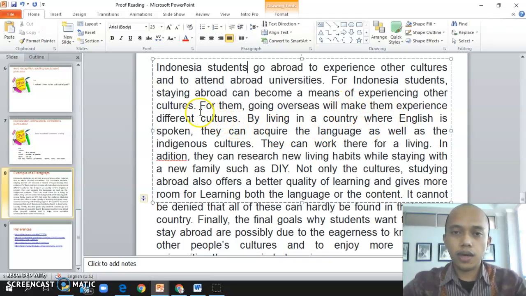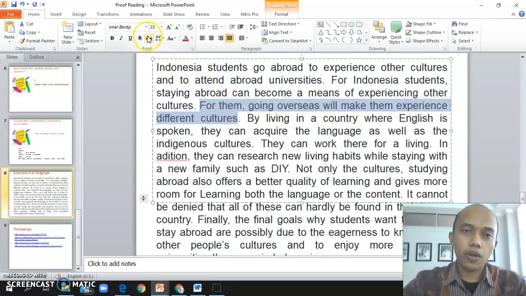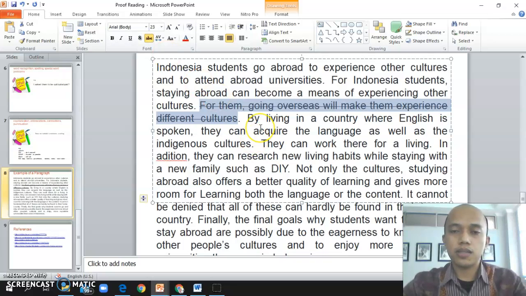So if we have a look at the third sentence here, this third sentence actually overlaps the intended meaning of the second sentence. As you see from the second sentence, Indonesian students staying abroad can become a means of experiencing other cultures. Well, the idea is about experiencing other cultures, but again this idea is told in the third sentence. So in this case we need to omit the third sentence as it overlaps the second sentence.